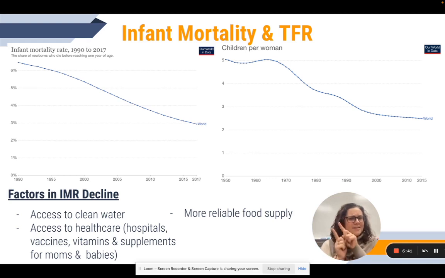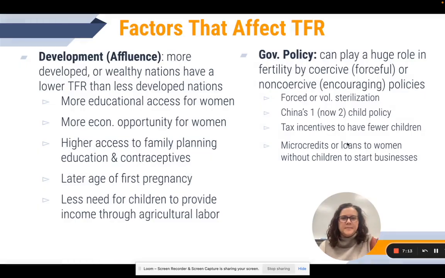Now, interestingly, as that infant mortality rate has come down, notice what's happened to the amount of children per woman. In 1950, we were looking at about 5 children per family. In 2015, we were down to 2.5 or so, between 2 and 3. So as infant mortality rate has come down, so has the number of children per woman. Now, remember, correlation does not equal causation. Just because they seem to be aligned doesn't mean that one is causing another. It's a complex issue and there's a lot going on. But I want you to make note of that because we'll come back and talk about this in class.